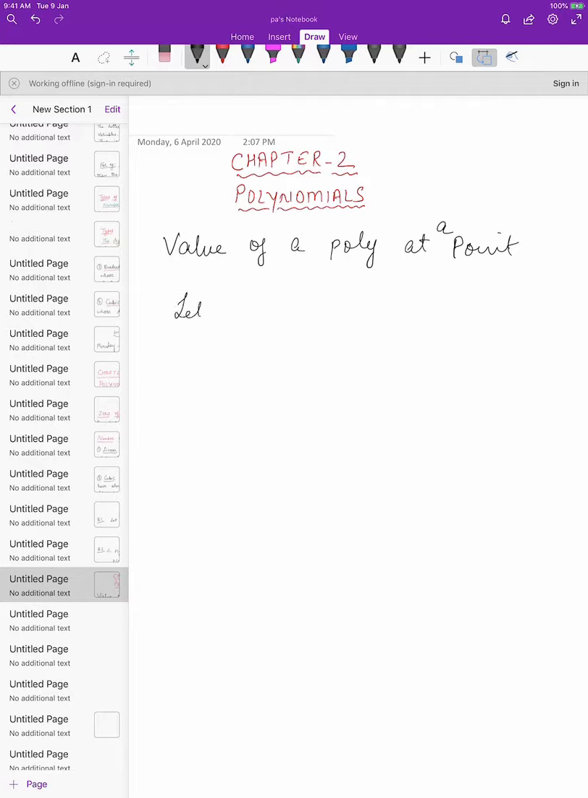So now let me assume any polynomial, say p(x) is equal to 3x square minus 5x plus 6, any polynomial I have assumed. Now in this entire polynomial, x is the only variable. Variable means the one which can change its value. The other numbers like 3, 5, 6, they are all constants. We cannot change their value, but the only value that can be changed is of x.